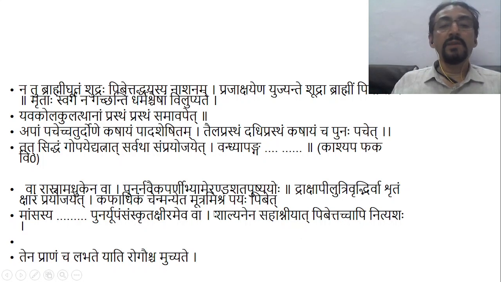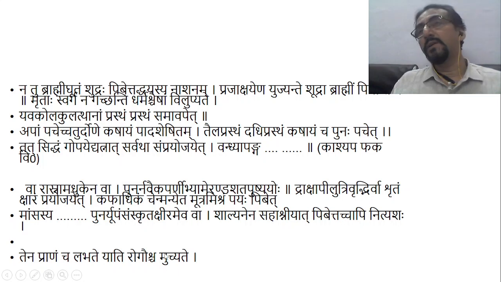So these are some of the things which are explained. These are the contents of the Rajataila. Pancha Pache Chaturgune Kashahe Padasheshitam Tailaprastam Dadiprastam Kashayanchaha Punapachet Tasasiddham Gopaye Dadya Sarvataha Samprajuyet, then Rasna, Maduka, Punarnava, then Prashniparni, then Eranda, Shatapushpa, Draksha, Pilu, Trivrt, Shrutam Ksharam Prayojeta, Kafadikam Chayantivim, Mutramishram Payam Pibet.